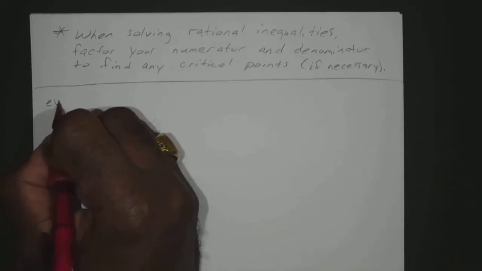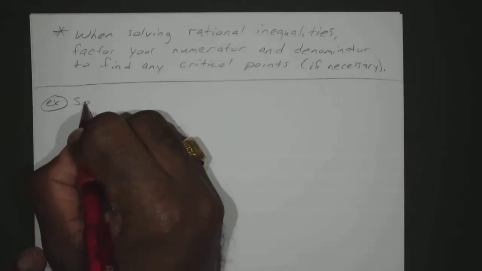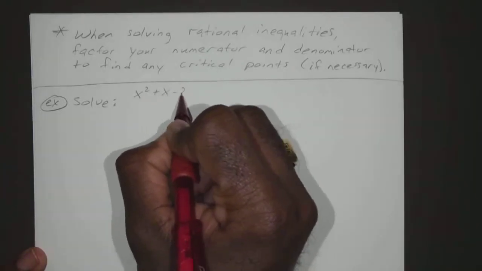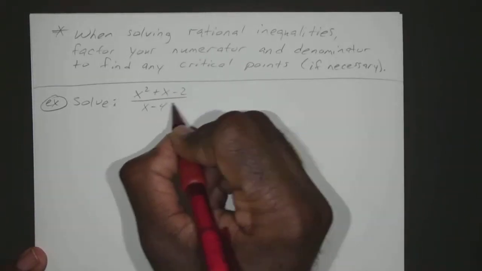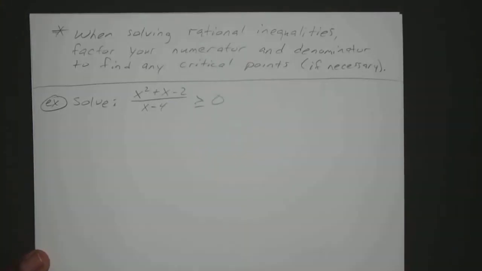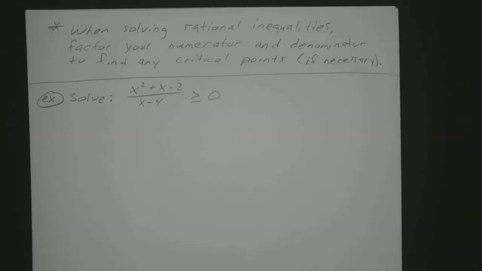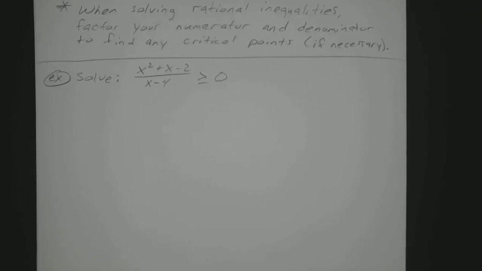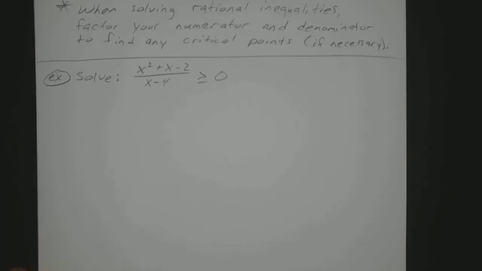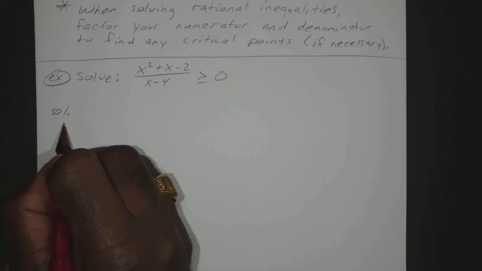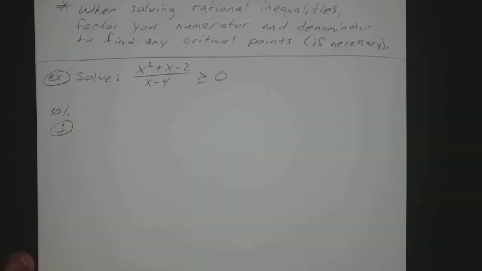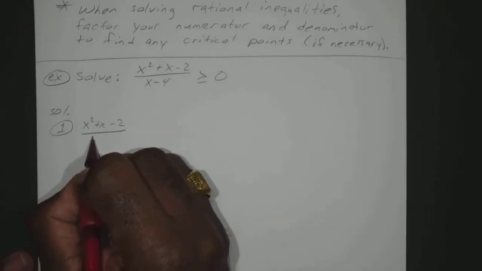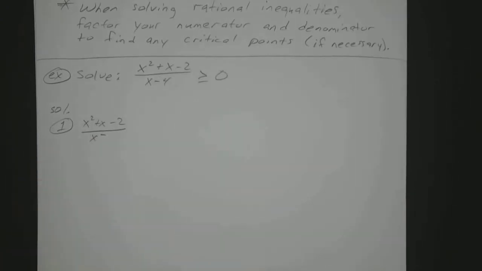Okay, so let's say, for example, you want to solve x squared plus x minus 2 over x minus 4 is greater than or equal to 0. Okay, so for your first step, you want to solve for x squared plus x minus 2 over x minus 4. Bring that down a little bit.